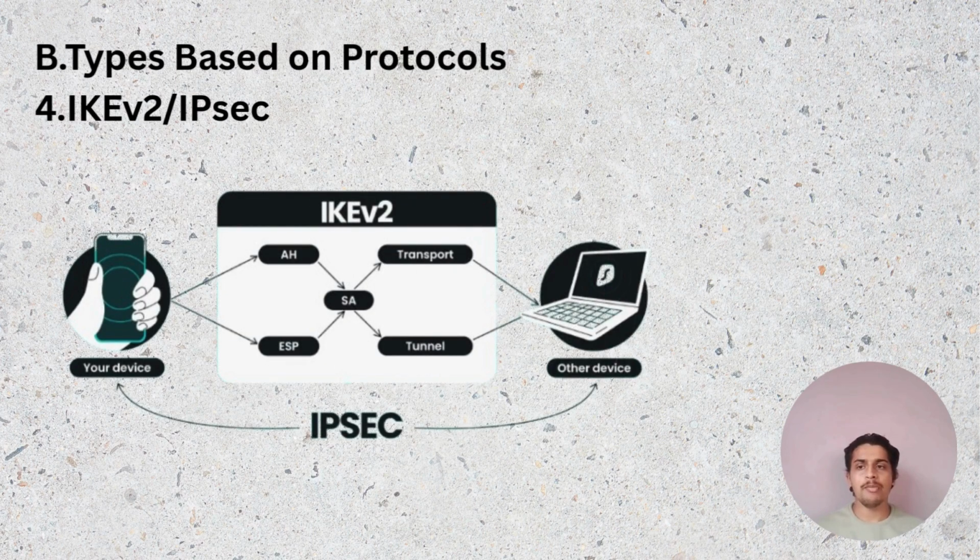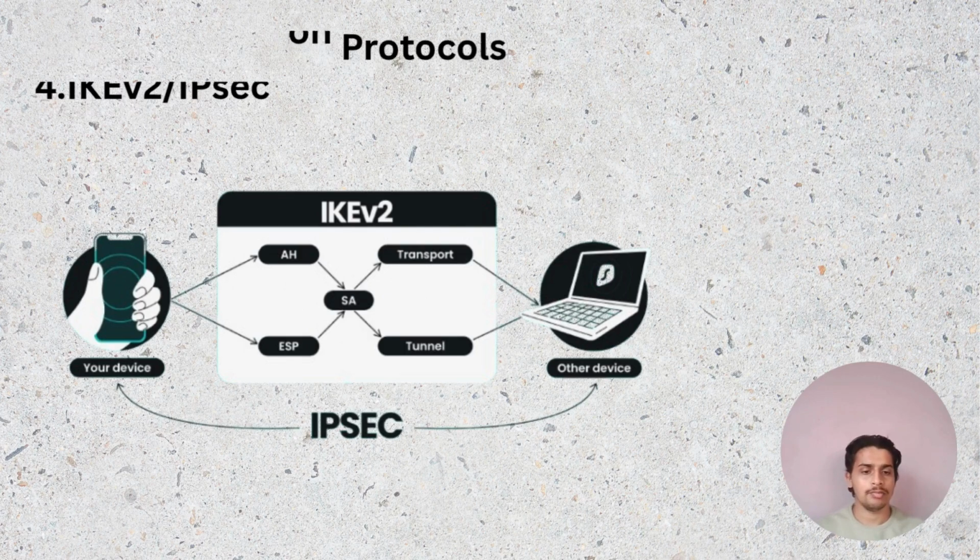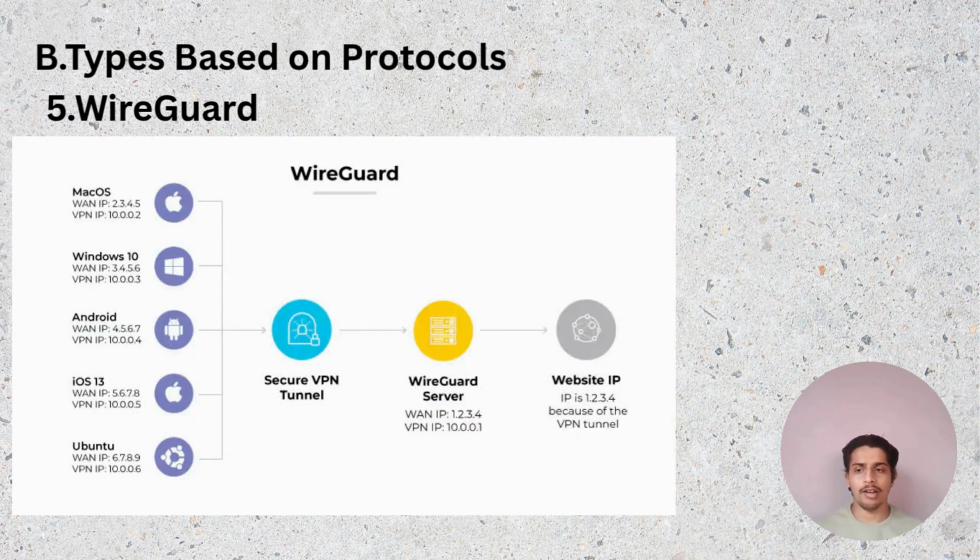After that, we have the IKEv2/IPsec protocol. It is a secure and fast protocol that works very well on mobile devices because it reconnects quickly when network conditions change. Then we have WireGuard. WireGuard is a modern VPN protocol designed to be lightweight, fast, and easier to secure due to a small code base.